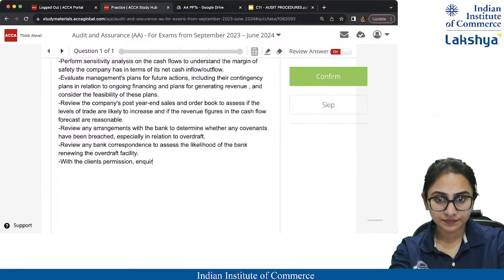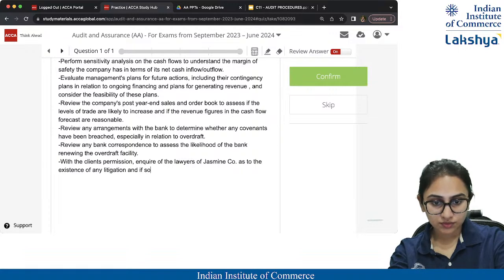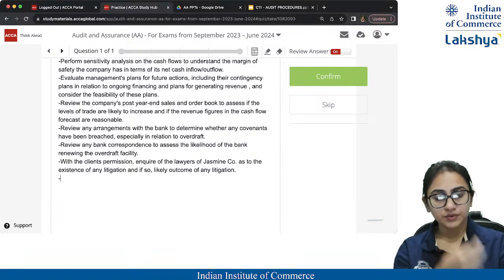inquire of the lawyers of Jasmine Company as to the existence of any litigation, and if so, the likely outcome of any litigation. Okay.